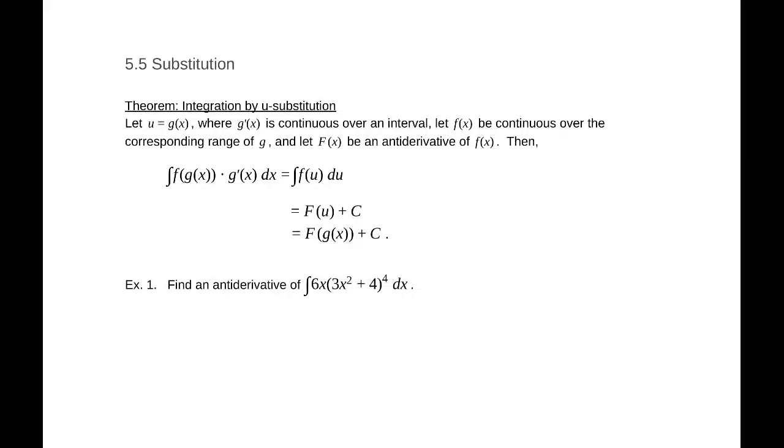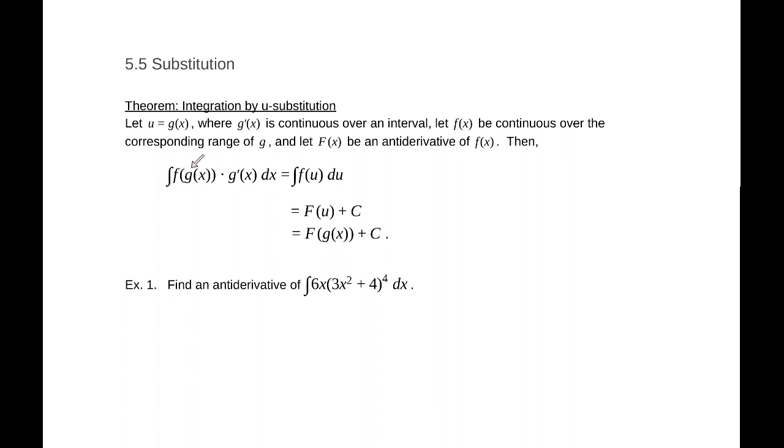Section 5.5, Substitution. We have a theorem here, integration by u substitution. Let u equal g of x, where g prime of x is continuous over an interval, and let f of x be continuous over the corresponding range of g, and let capital F of x be an antiderivative of f of x. Again, we would likely choose a c value if we were working with a definite integral. However, if we were working with an indefinite integral, then we actually have to include our plus c.